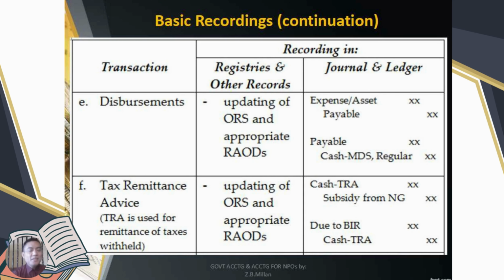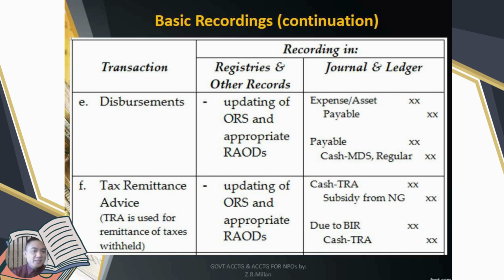For the disbursement, updating of ORS and appropriate RAUDs, once there is an incurrence of liability, absolutely, debit expense or asset, credit payable. Then at the time of payment, debit payable, credit cash, MDS regular. Tax remittance advice is used for remittance of taxes withheld. When I was still in government as a government accountant, I prepared this every time there was a purchase.